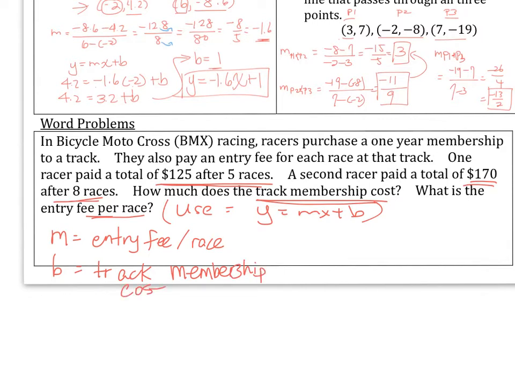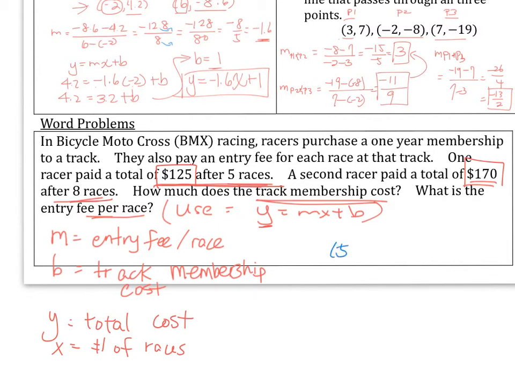Cost. And this y would represent your total cost, and x would be the number of races. Well, here you have two examples. The first racer paid $125 for 5 races, and the second racer paid $170 for 8 races. So you could treat that as 2 points.